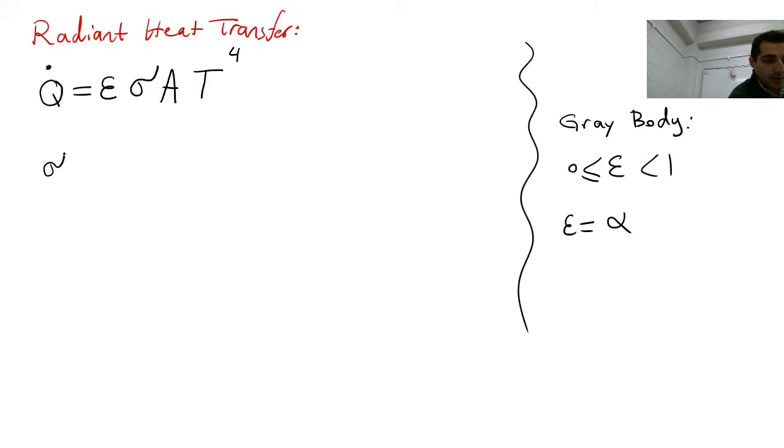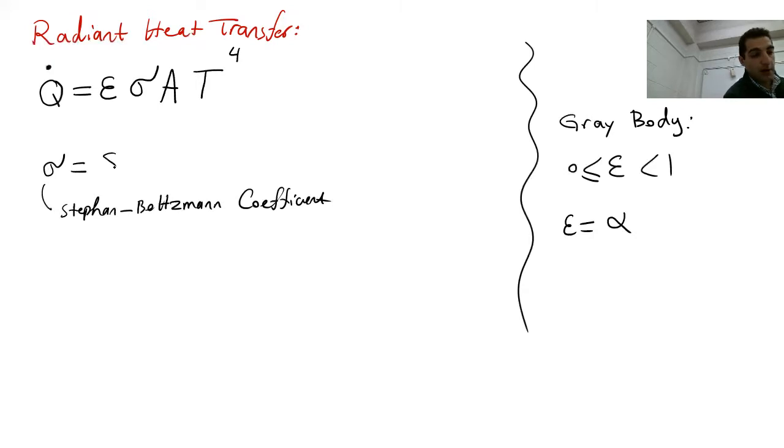I typically suggest remembering the Stefan-Boltzmann coefficient value. This is the lowercase sigma, the Stefan-Boltzmann coefficient, and sigma is 5.67 times 10 to the power of -8. The unit for this is watt per meter squared times Kelvin to the power of 4.